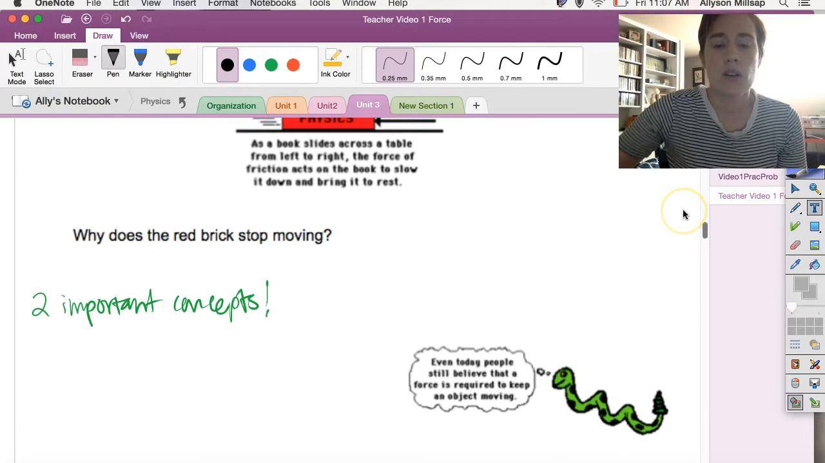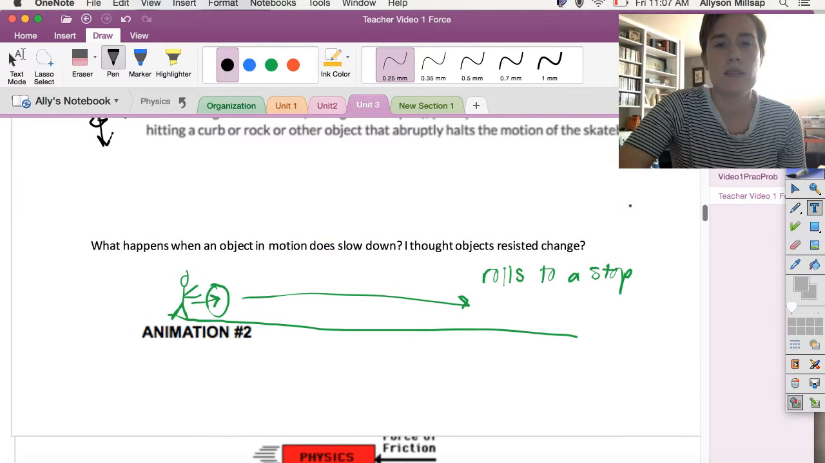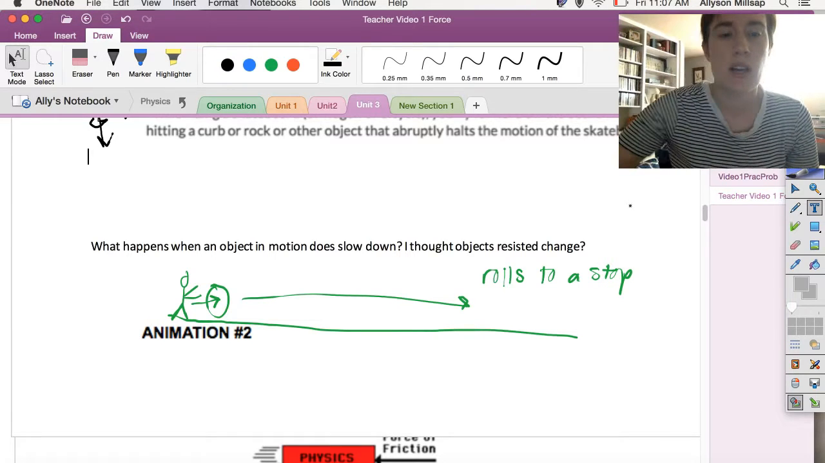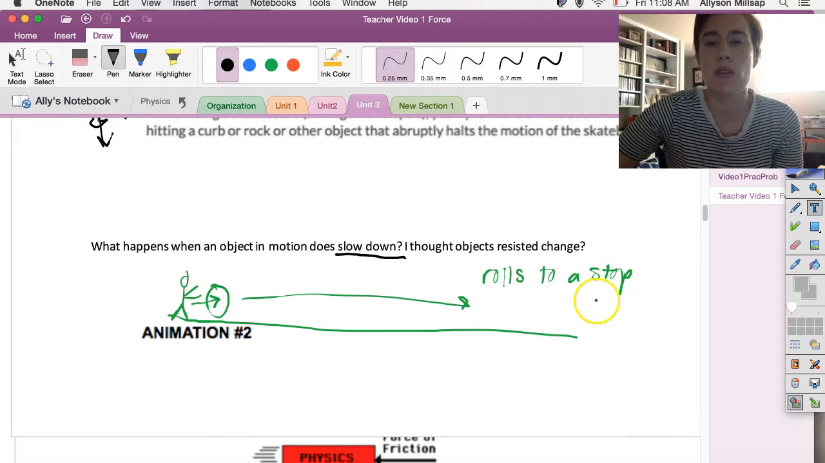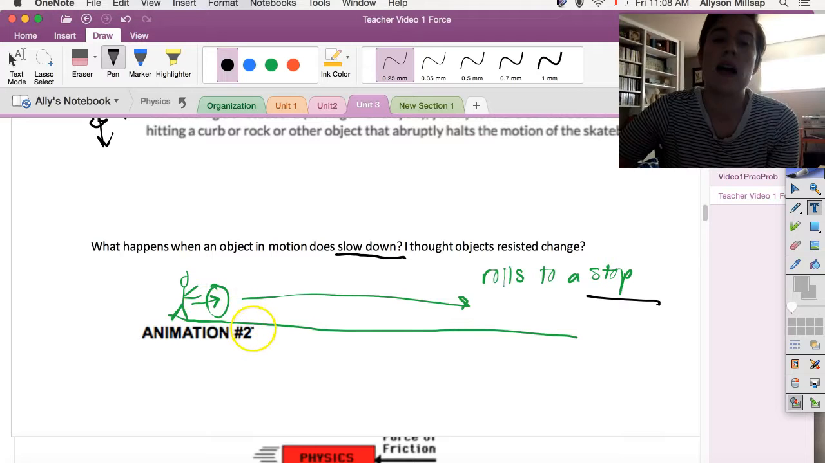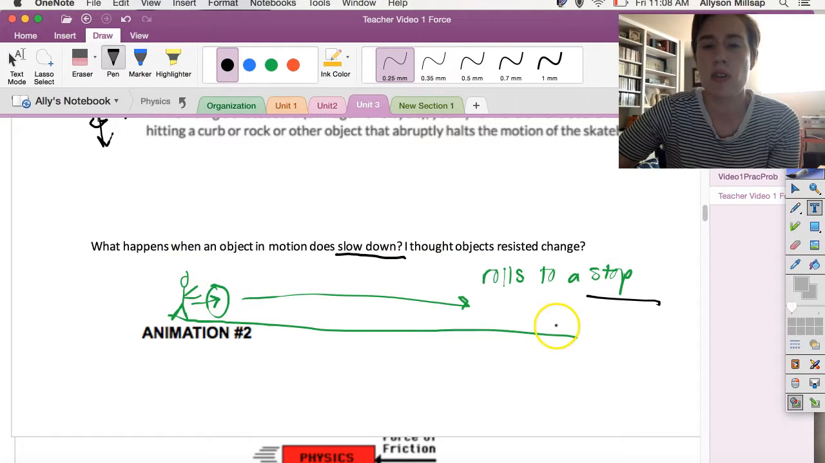However, the reason why the people of Isaac Newton's day did not maybe fully understand what he's talking about is because they saw that when you push an object in motion, it slows down and stops moving. It rolls to a stop. So they were thinking, well, Isaac Newton's theory doesn't make any sense because when I roll a ball, it doesn't keep moving forever. It eventually stops. And so they thought, how does the object resist change if it rolls to a stop?